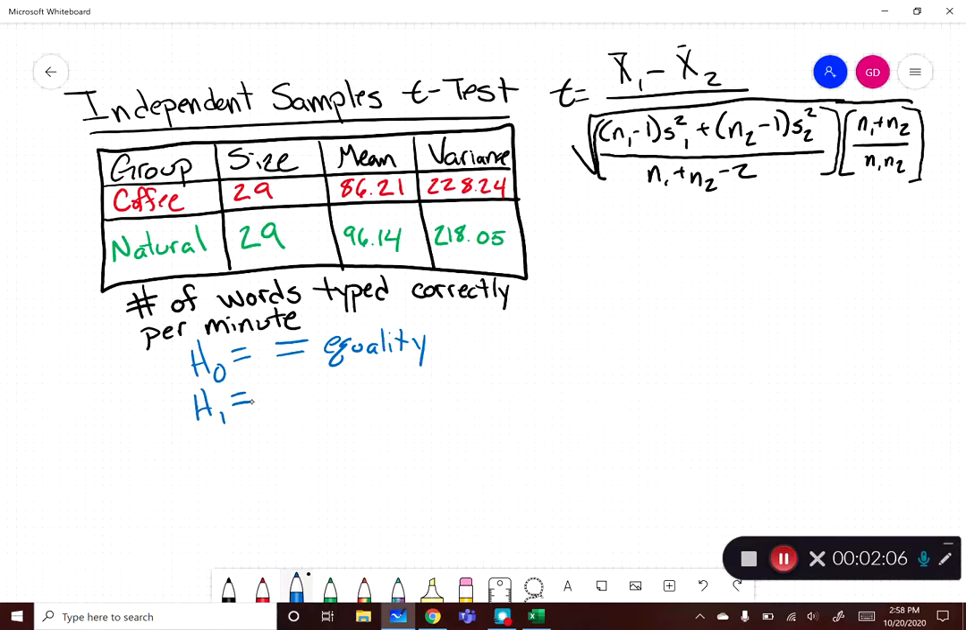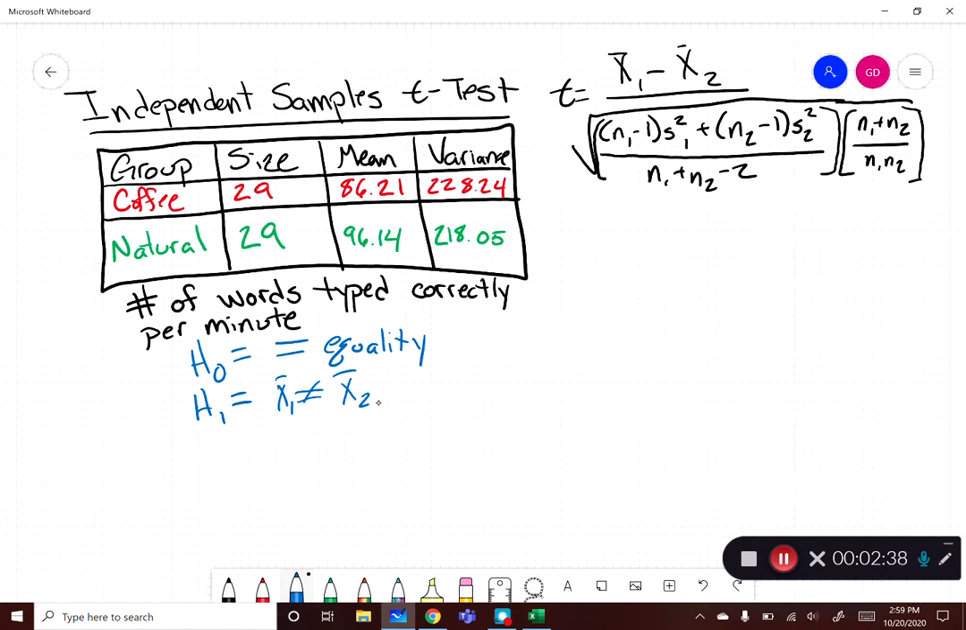Our research hypothesis, on the other hand, expects a difference. So our research hypothesis would be: the mean number of words typed correctly per minute differs across the two groups. We're not saying a direction, so the mean of sample 1 does not equal the mean of sample 2. So we expect a difference between those who had coffee before the typing versus those who are just natural with no caffeine in their system at that point from coffee.